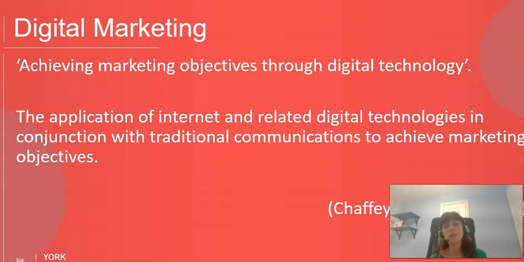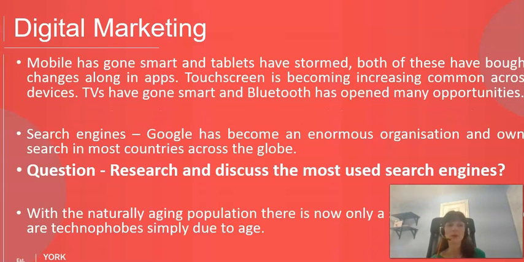Now, digital marketing is merely a variation on this using technology. So it uses the internet, it uses different technologies alongside and in conjunction with traditional communications to achieve the objectives we set for our marketing department. And of course, this has been enabled by the fact that we've got all sorts of different devices now that we can use. Touchscreens mean that we can interact so easily with marketing that we can create messages that are tailored for us very, very easily.